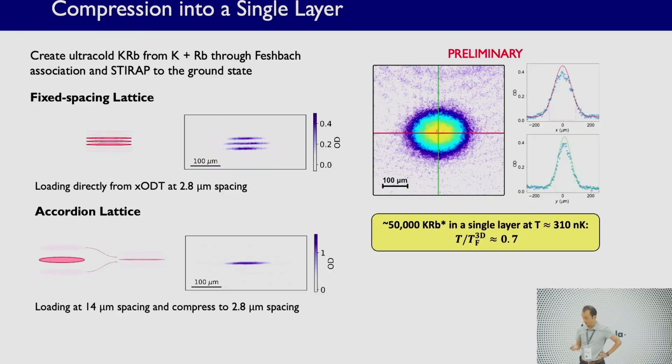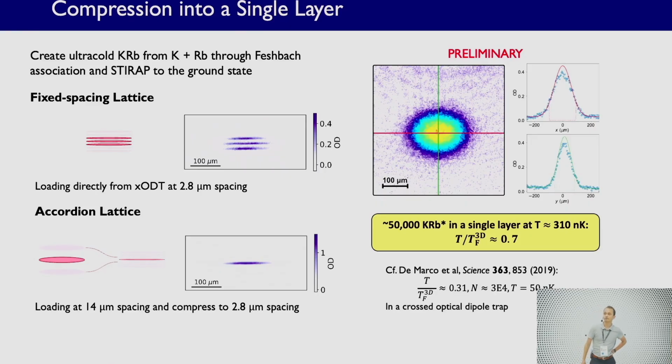And these are the preliminary results of the best conditions that we got in this accordion lattice. We now have 50,000 KRb* Feshbach molecules. If we have a STIRAP efficiency at zero field of about 90%, you could see this as about 45,000 ground state molecules in a single layer of this accordion lattice at about 310 nanokelvin, which would give a T over T_F of 0.7, which we're very happy with.